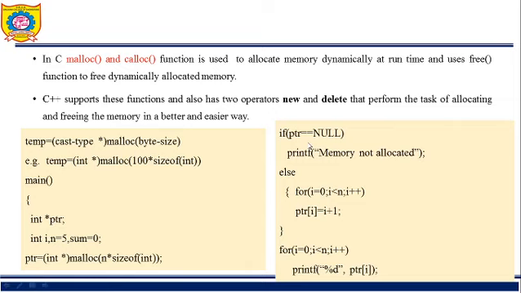If space is not sufficient, if there is no space in memory, then the allocation fails and it returns a null pointer. So we have to check whether the pointer contains null. If it is null, then memory is not allocated. If it is not null, it means that memory got allocated.